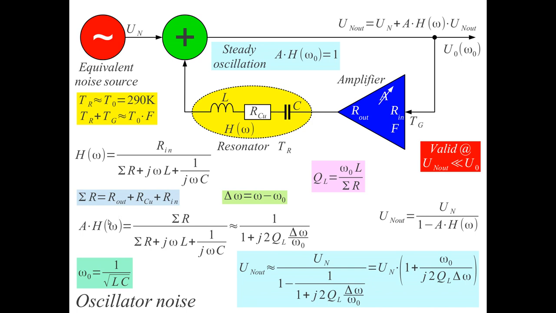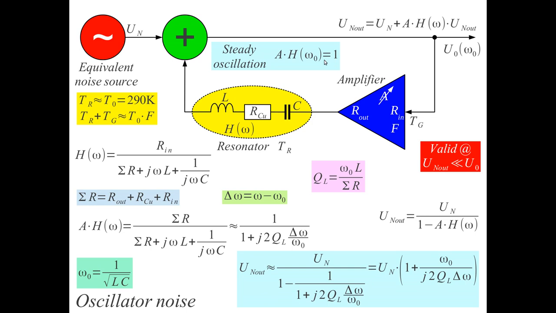And considering the Barkhausen criterion, at the resonant frequency omega 0, where we are producing a steady output of U0, the delta function in our spectrum, there we have this product exactly equal to 1 with the correct phase shift. For steady oscillation, we need the Barkhausen criterion.